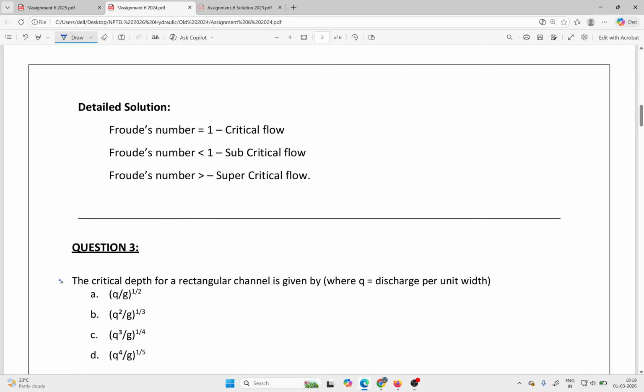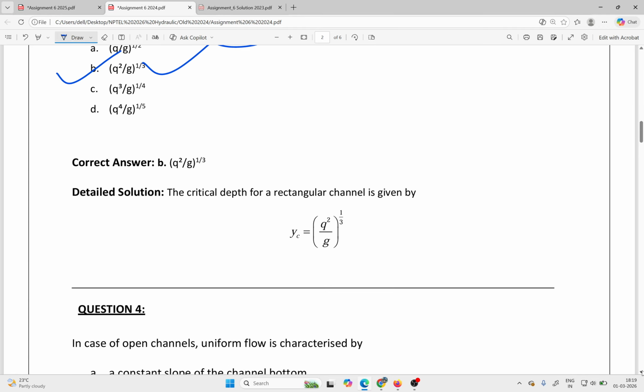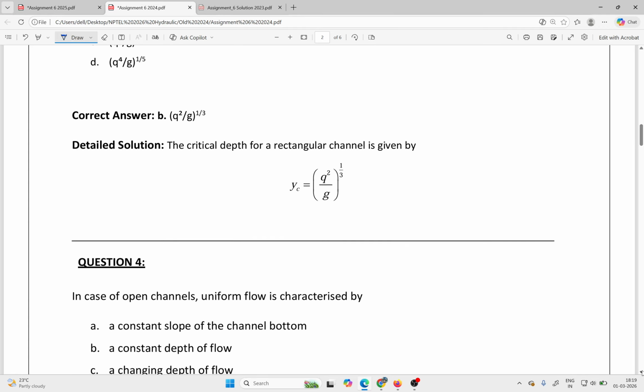Now question number 3, the critical depth for a rectangular channel is given by, where Q is the discharge. This question we have already solved in the previous 2025 one, so we need not solve it here. So the final answer will be Q square by g to the power 1 by 3. Next question.